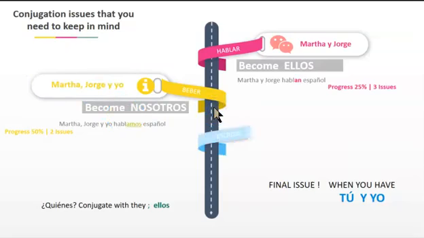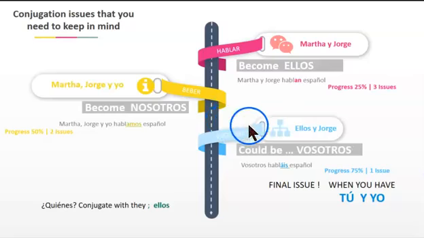Now we have another issue that could be vosotros, because ellos y Jorge could be vosotros. In Spain we use vosotros, and in some South American countries we use vosotros too. Ellos y Jorge becomes vosotros. Or Marta, Patricia y Jorge could be vosotros too. Vosotros habláis español. So now we already have 75% of the progress in our issues.